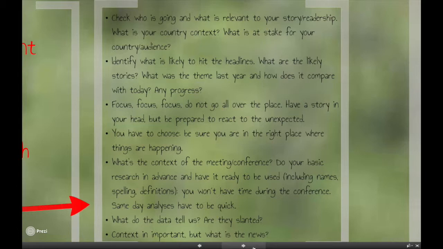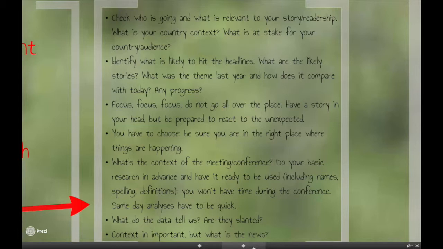You have to also identify what's likely to hit the headlines, even if it doesn't have to do with your audiences. That may create a hook for your story. So, what are the likely stories that are about to be produced from that conference? It's a good idea to look at the last year's conference, what the theme was, what the stories were, and how do they compare with today's story.